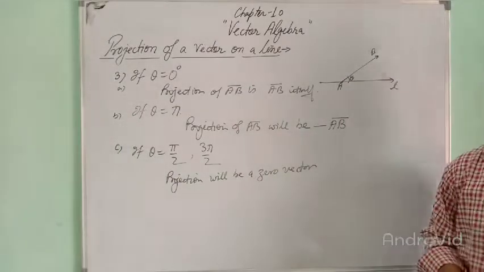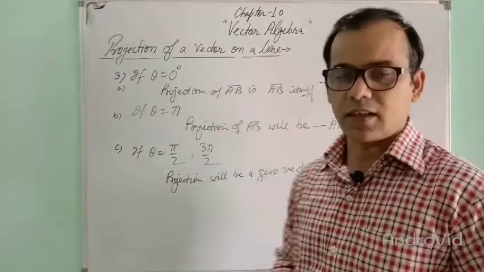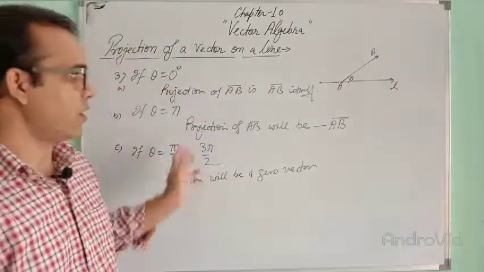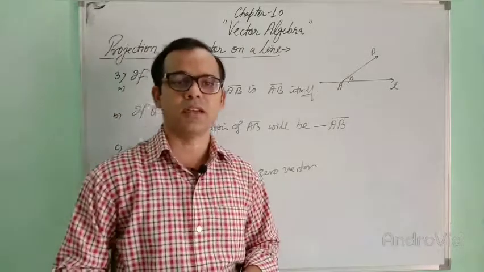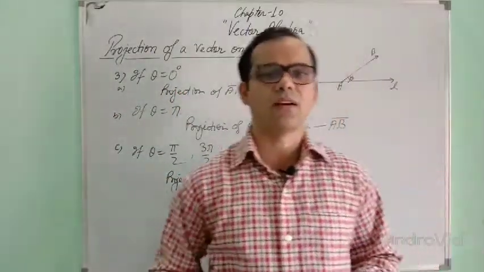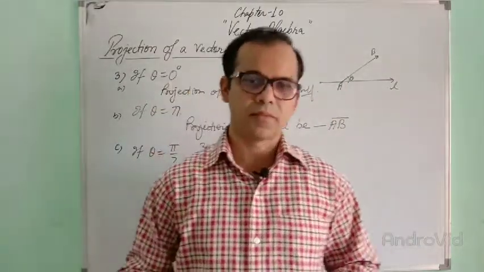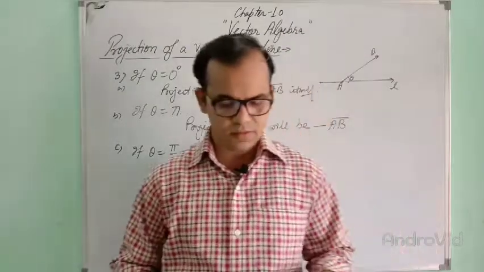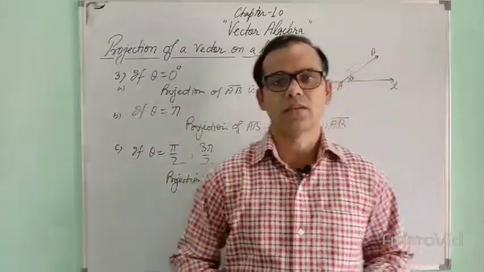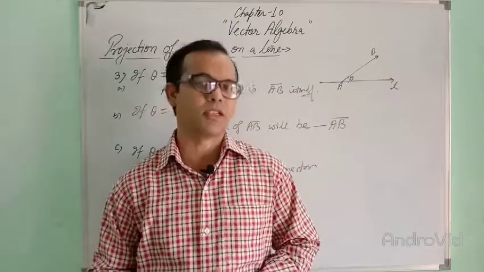So in this way we have discussed the projection of a vector on a line, how the projection of a vector is drawn, what is its magnitude, and different cases, 4 cases I have studied here, when theta lies in the first quadrant, second quadrant, third quadrant, or in the fourth quadrant, between 0 to 360 degree. In the next video we will discuss the cross product of the two vectors, and that will be the last concept to be discussed.